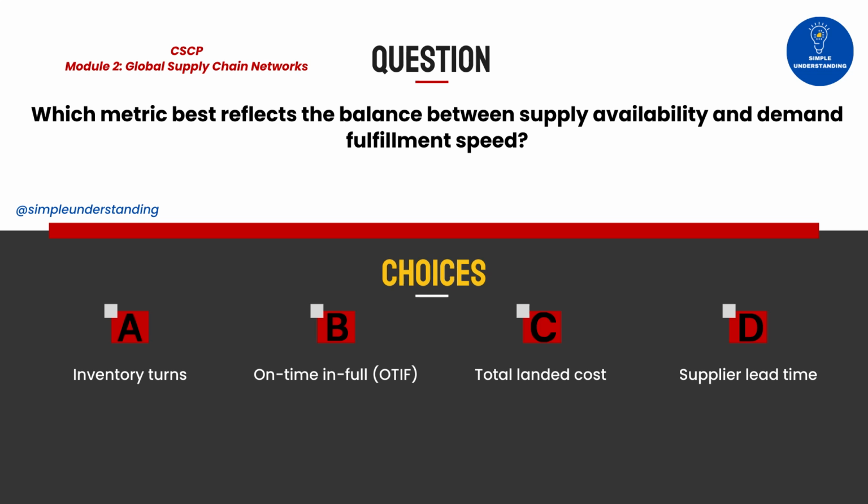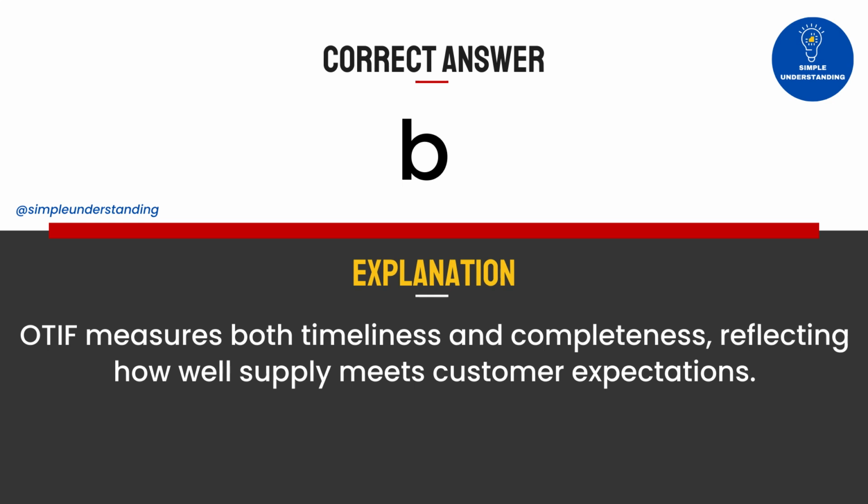15. Which metric best reflects the balance between supply availability and demand fulfillment speed? A. Inventory turns. B. On-time in full, OTIF. C. Total landed cost. D. Supplier lead time. Correct answer, B. Explanation. OTIF assesses whether deliveries meet both timing and quantity expectations, indicating alignment between supply and demand.